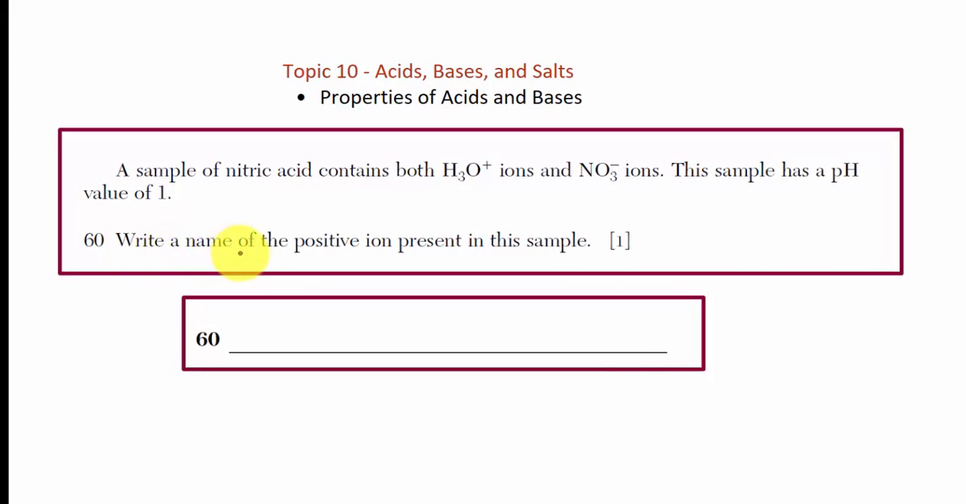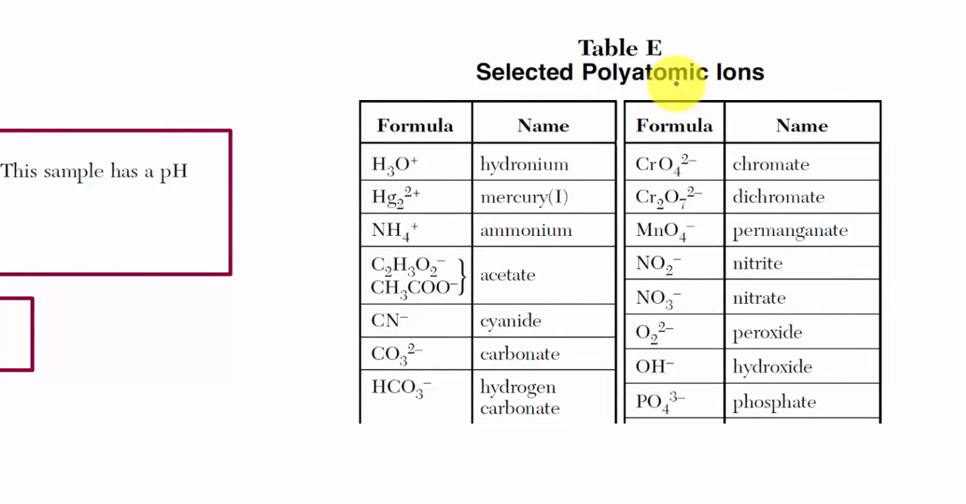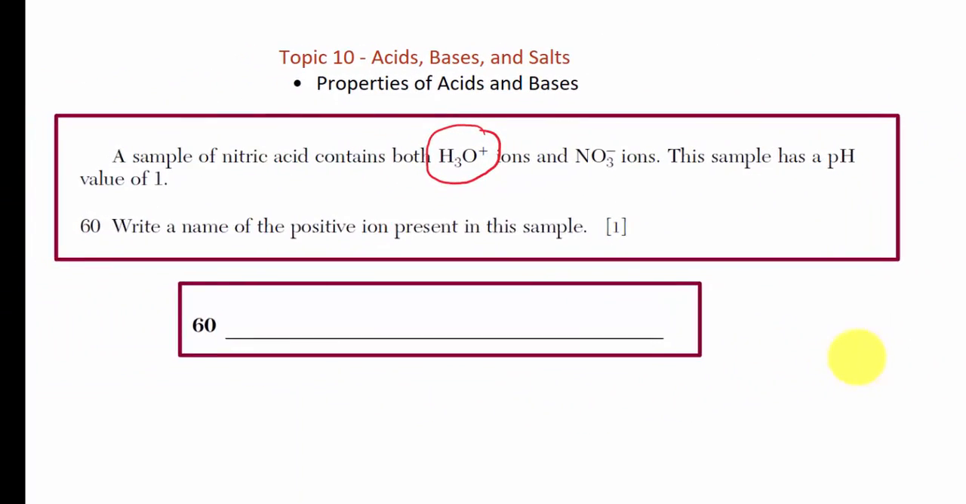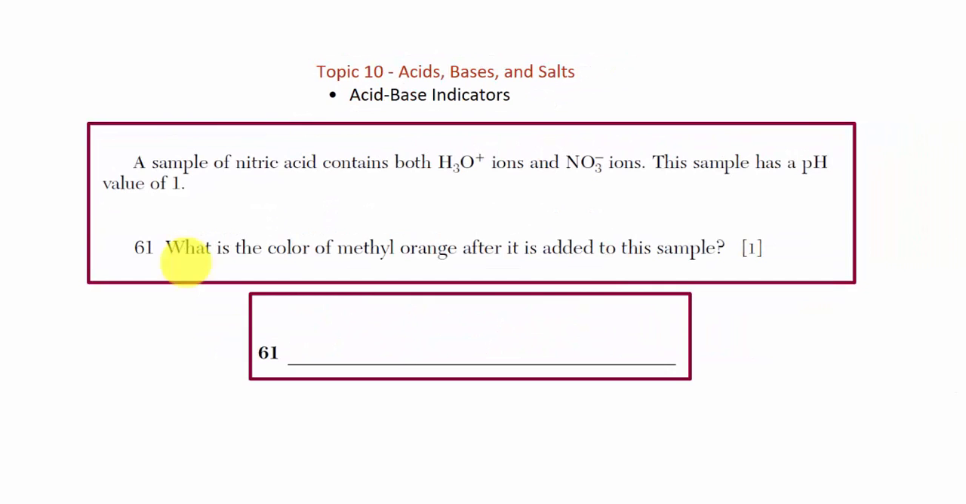Question number 60. Write a name of the positive ion present in this sample. They couldn't have made this too much easier. They've given us the positive ion's identity right here, H3O+. So we can simply go to Table E, the table of selected polyatomic ions, find H3O+, read its name, and then transfer its name to our answer space, and we'd be perfectly correct. It's the hydronium ion.